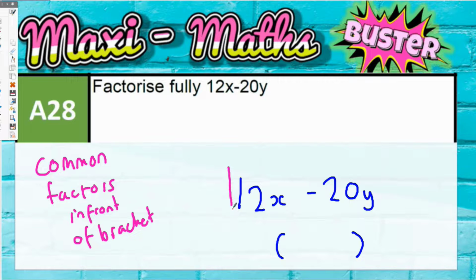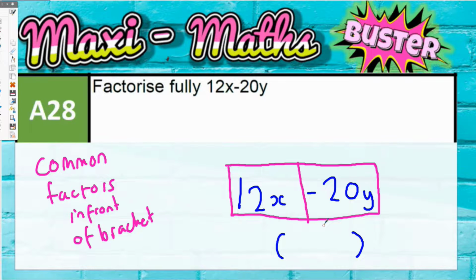So the first thing you do, I always encourage people to do a little grid around the actual expression. 12x is the first thing in the expression and minus 20y is the second thing. So we check both things in the expression for common factors. You check letters first. So is there a letter that's common to both boxes? No, there isn't. X isn't in both boxes. Y isn't in both boxes.